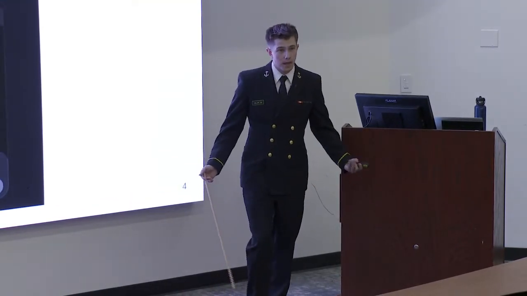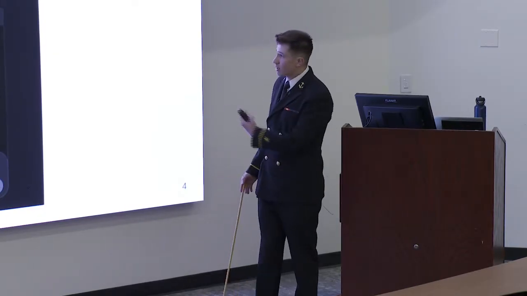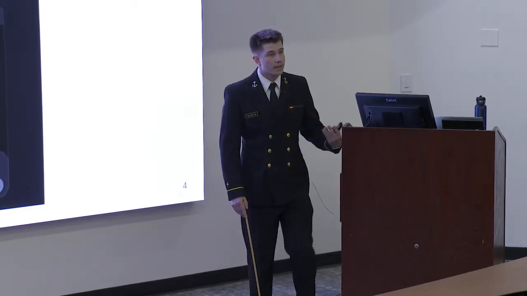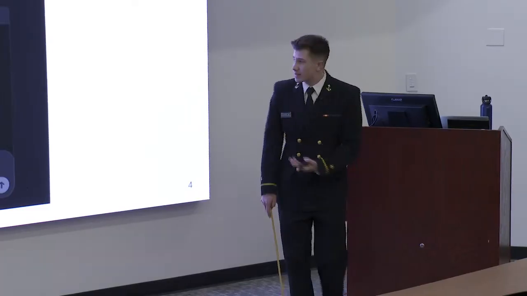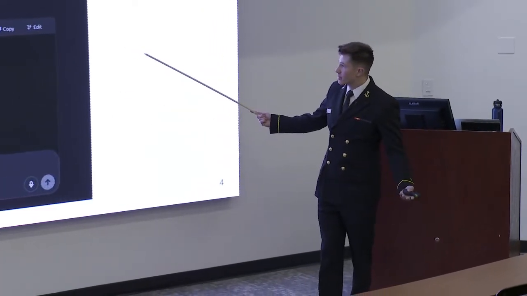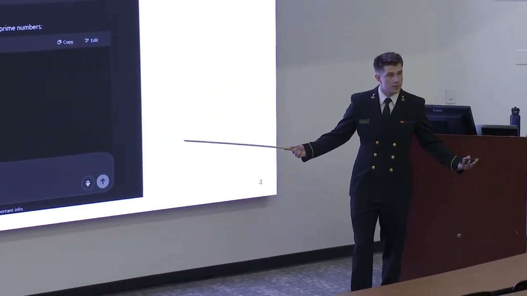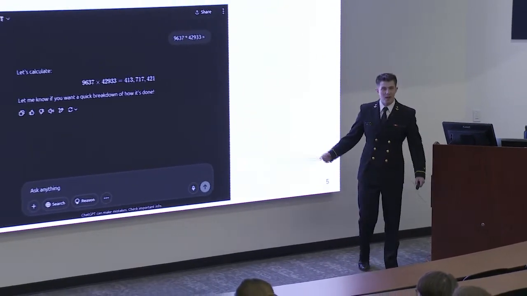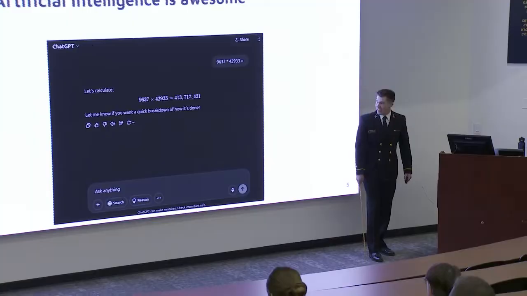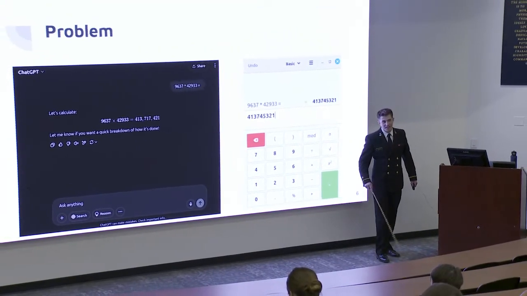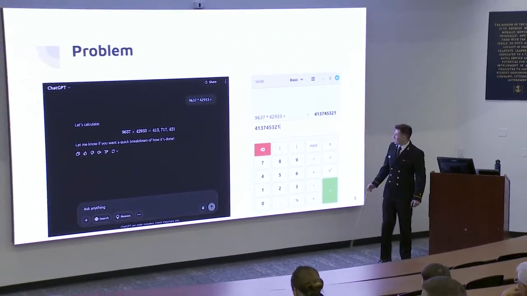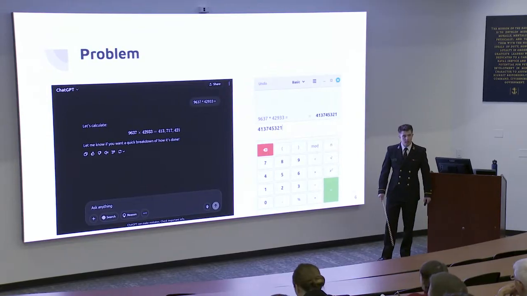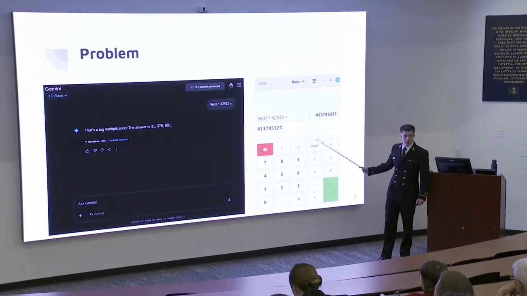In the field of computer science, it can help me to write code a lot faster when I'm working on my side projects. Here, in seconds, it can write a Python script to generate the first 100 prime numbers. It can even do your basic arithmetic problems for you, except that it gets it wrong. Wonderful. And not only is this a ChatGPT problem, here's Google Gemini getting the same problem wrong.